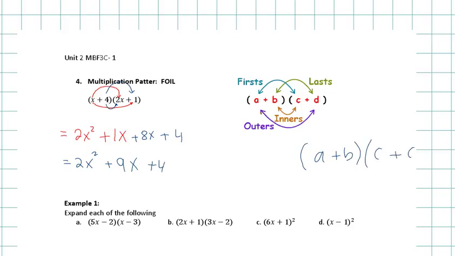What are your first terms in each bracket? What's the first term in this bracket? A, right? And what's the first term in this bracket? C. Then that? 4. First, outer, inner, last.